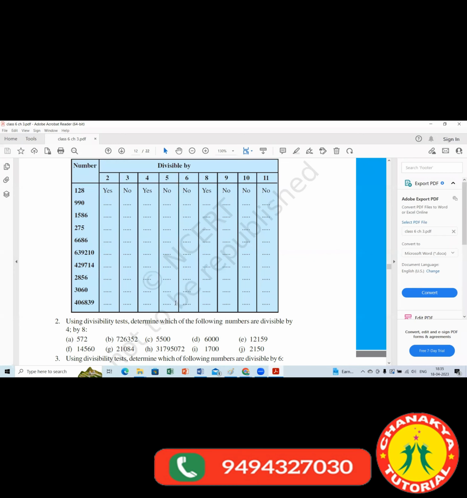Ma'am, the divisibility rule of 5 is the number should be divisible by 5. No, the units place should be either 0 or 5. Ma'am, it's 0 or 5. So what is the last digit in your given number? 5 is there, ma'am, last. True. That's all. What about rule 6?